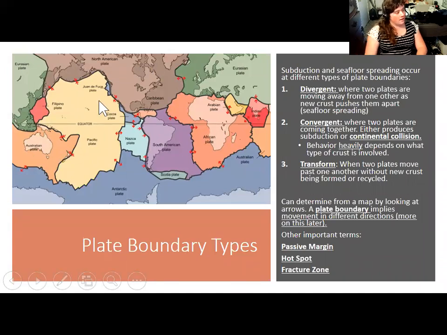So a convergent plate boundary would be where you'd see two arrows coming together. Can anyone see an example of where you have a convergent boundary where there's two continents together? Where the plate boundary is on land and there's two arrows coming together? The Pacific Plate. The Pacific Plate, and what other plate are you referring to? The Australian Plate? Yeah, the Australian Plate and the Pacific Plate. Thank you. That is a really good example.